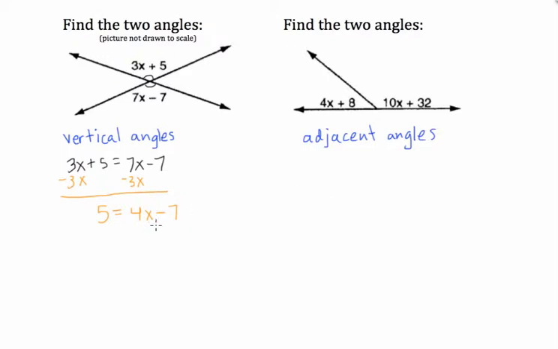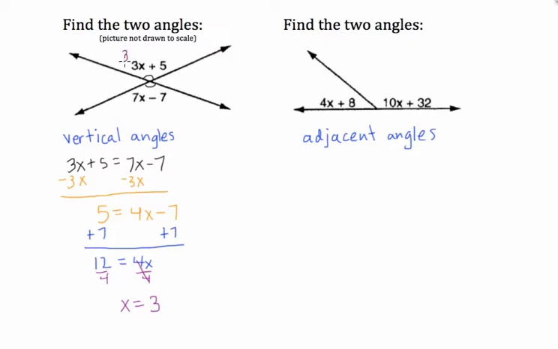Now I can do my solving steps. Go to the side with the x, undo what's been done to the x. So to undo subtracting 7, we add 7 to both sides. And to undo timesing by 4, we divide by 4 on both sides. X equals 3. Now, what did the question ask? Find the two angles. We know that x equals 3, so now we should be able to plug that back into these expressions to figure out what these two angles are.